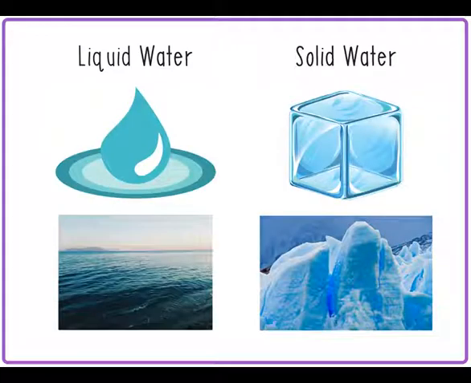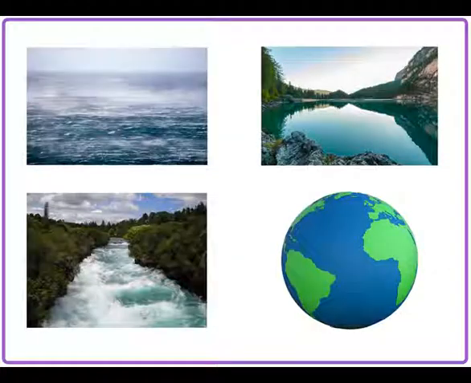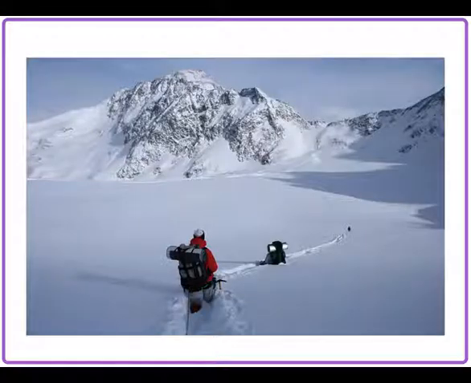As a glaciologist, Jack knows that water can be both a liquid or a solid. Jack knows that most of the water on Earth is a liquid. Liquid water can be found in oceans, lakes, and rivers. Jack also knows that water can be a solid. Solid water can be found in places where there is snow and ice.